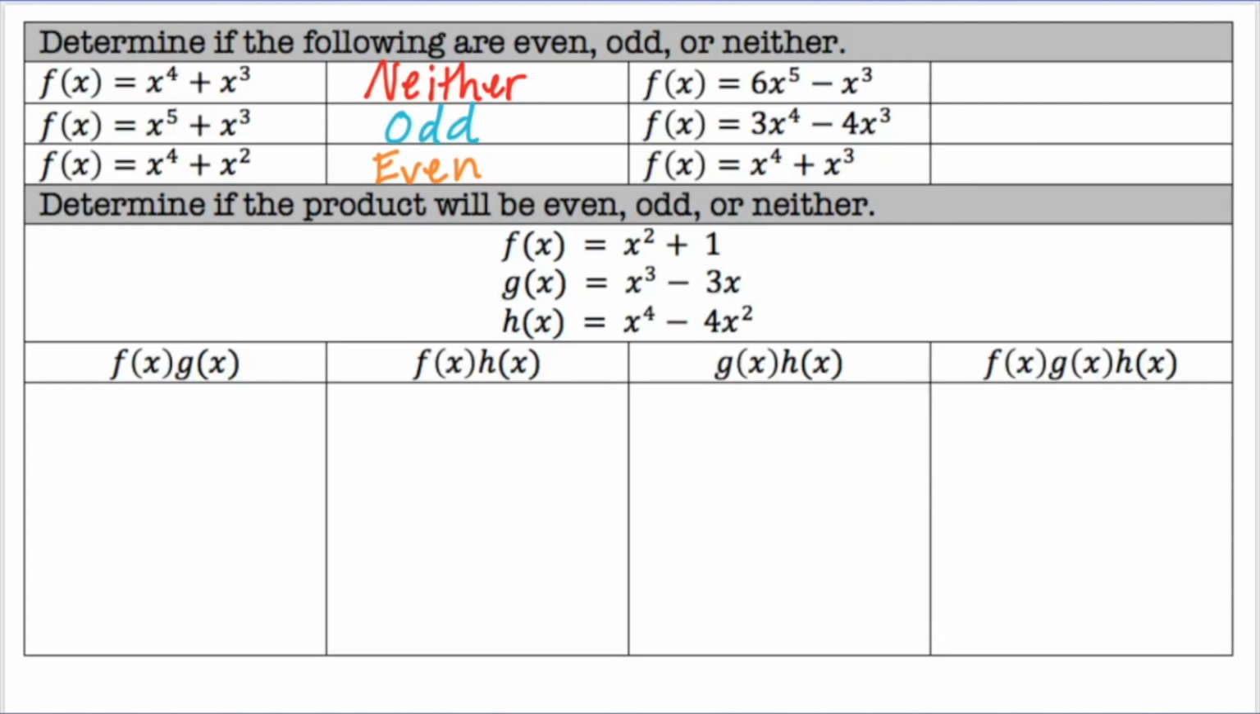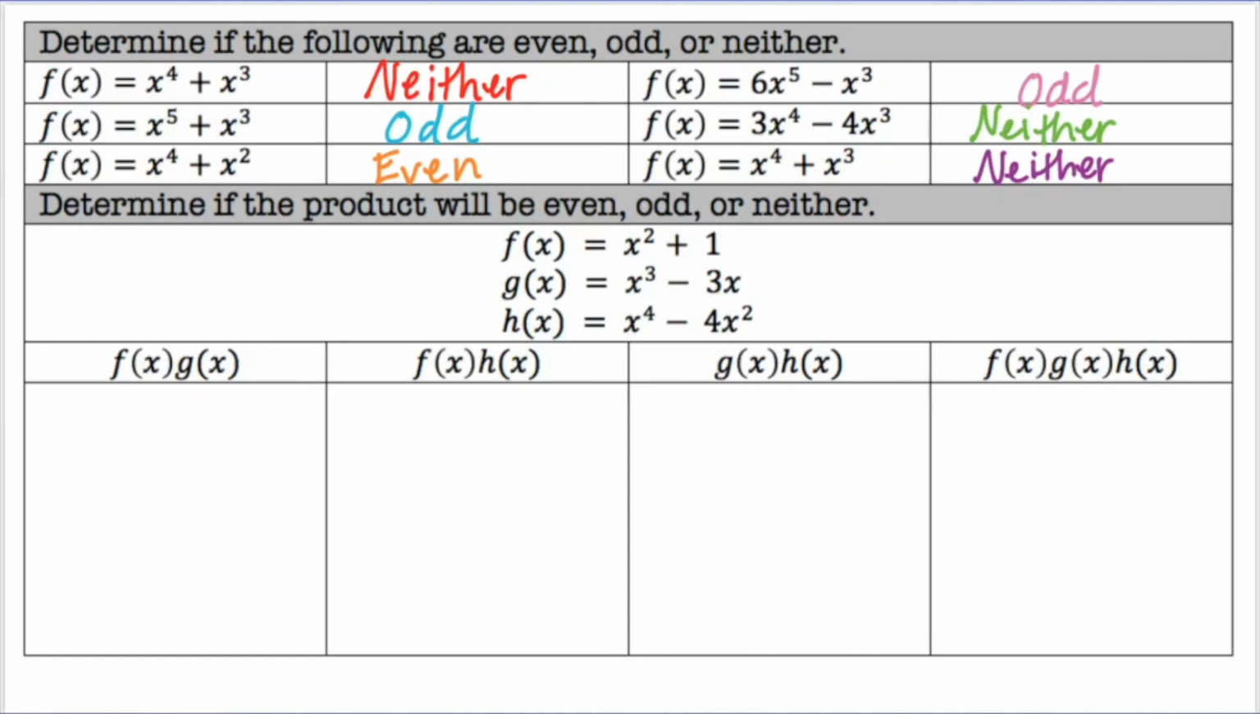And the one on the right hand side, 6x to the fifth minus x to the third, they're both odd, so it's odd. Then we have 3x to the fourth minus 4x to the third, one's even, one's odd, so that's neither. And then we have x to the fourth plus x to the third, one's even, one's odd, so that's also neither.